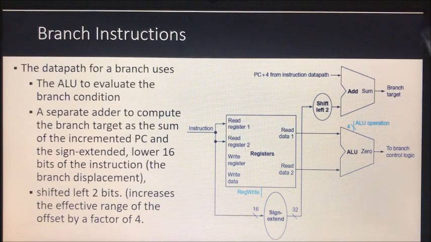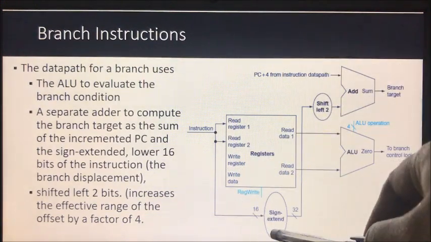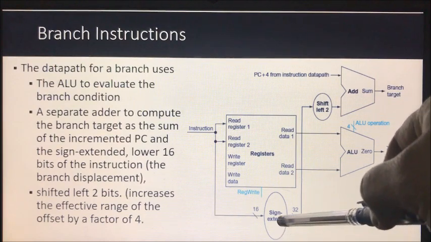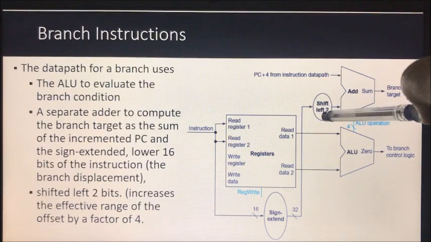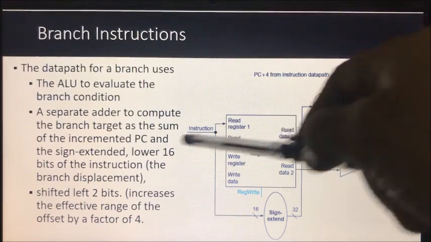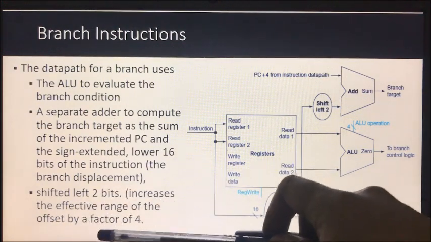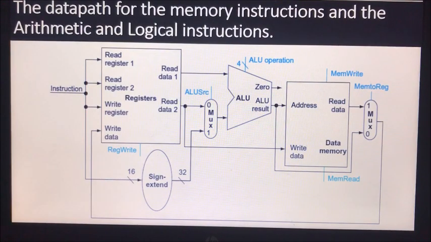So here the offset from the instruction will be given as an input to the sign extension unit, and from 16-bit it will become 32-bit, and we are going to shift it left 2 times. Why we are shifting left 2 bits is nothing but to increase the effective range of the offset by a factor of 4. Now we are going to see the combination for the data path for the memory instructions and the arithmetic and logical instructions.